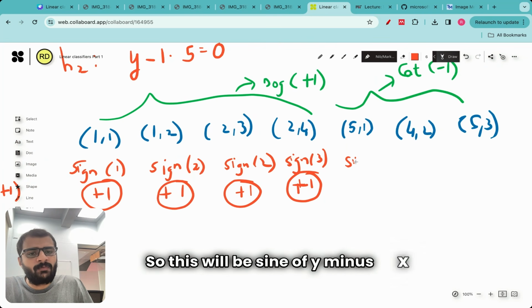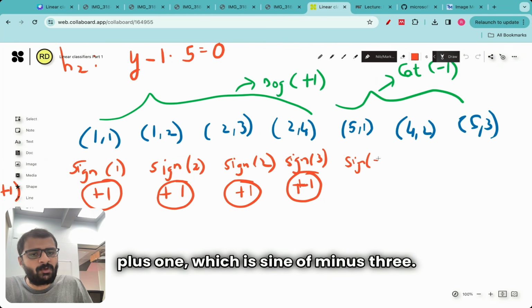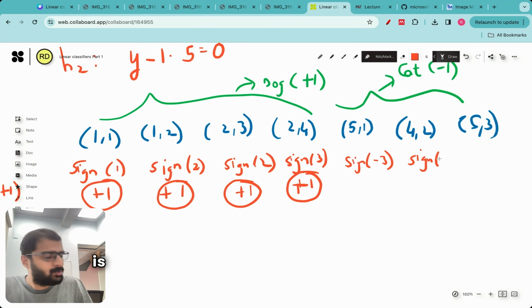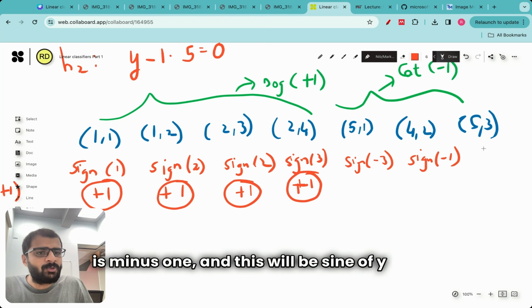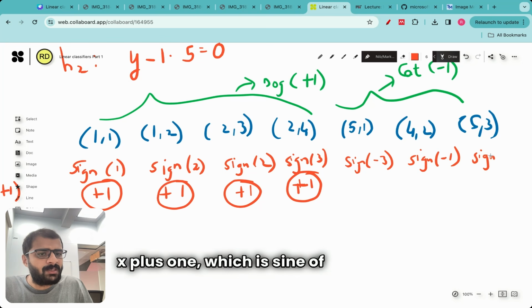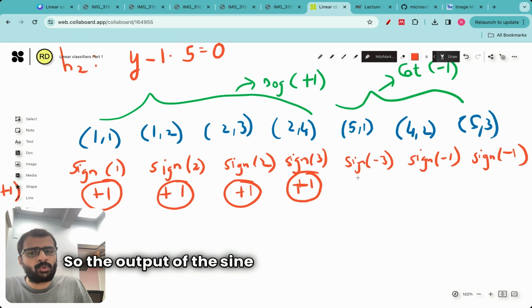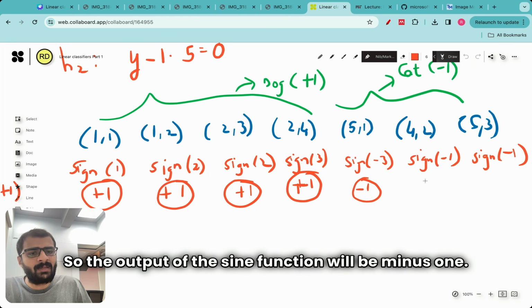Now let us see for the cat. So this will be sine of y minus x plus 1, which is sine of minus 3. This will be sine of y minus x plus 1, which is minus 1. And this will be sine of y minus x plus 1, which is sine of minus 1. So all of these inputs are negative. So the output of the sine function will be minus 1.